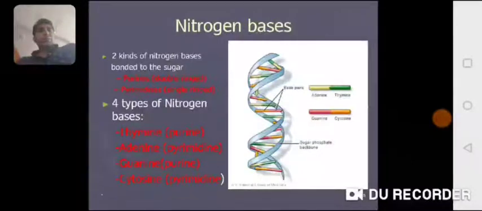There are two types of nitrogen bases bonded to the sugar in DNA. Number one is purines, number two is pyrimidines. Purines have a double ring structure and pyrimidines have a single ring structure. There are four types of nitrogen bases. Number one is thymine, which is a purine base structure. Adenine is a pyrimidine base structure. Guanine is a purine base structure, and cytosine is a pyrimidine base structure.